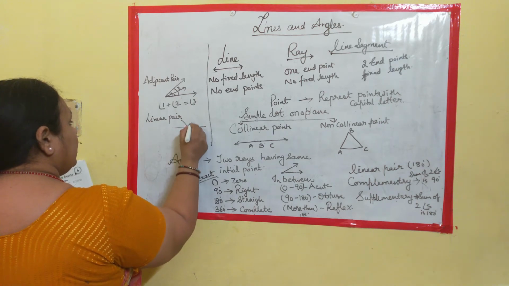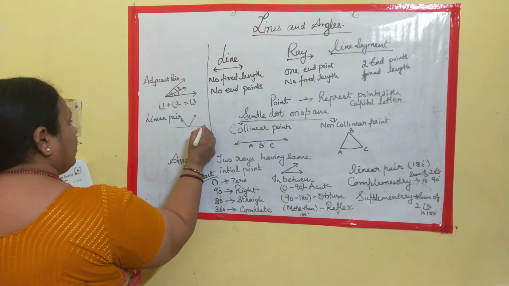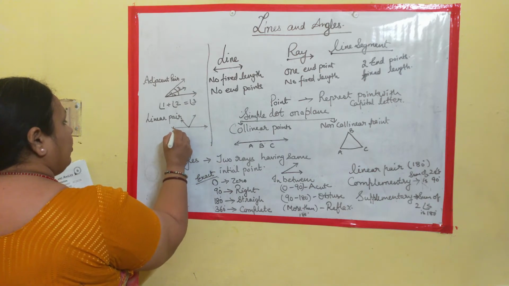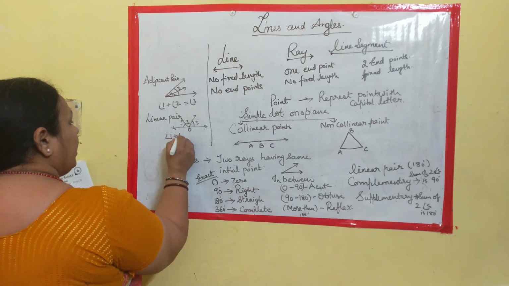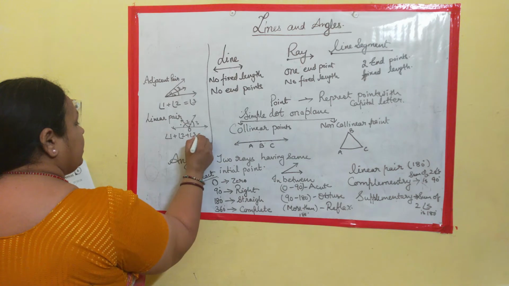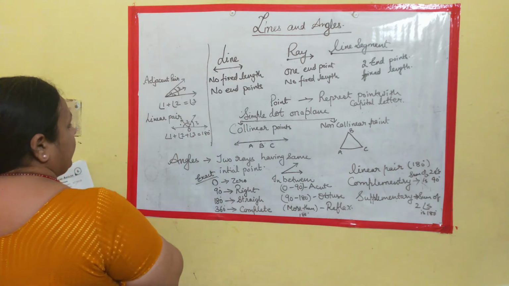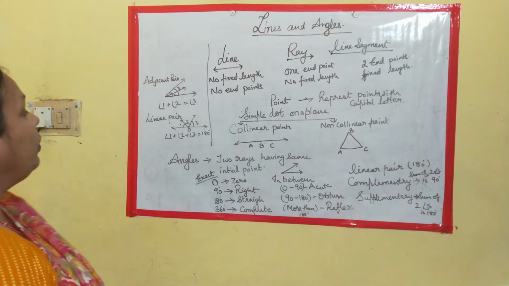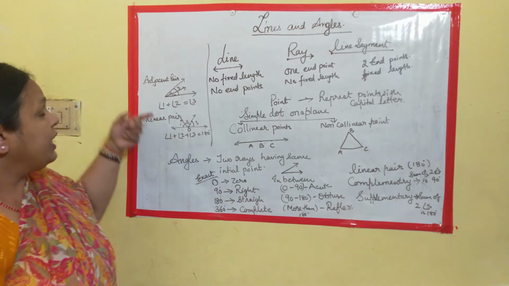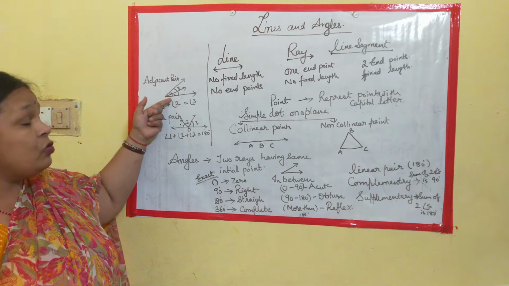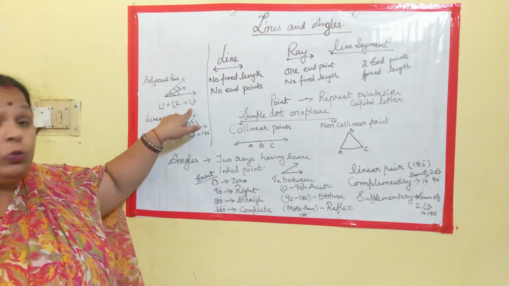See this, at this point we have three angles. This is O, this is 1, this is 2 and this is 3. Here we say angle 1 plus angle 2 plus angle 3 is equal to 180 degree. So when angle 1 plus angle 2 plus angle 3 is equal to 180 degree, see adjacent is 1 plus 2 is 3. Then sum of 2 is equal to 3.